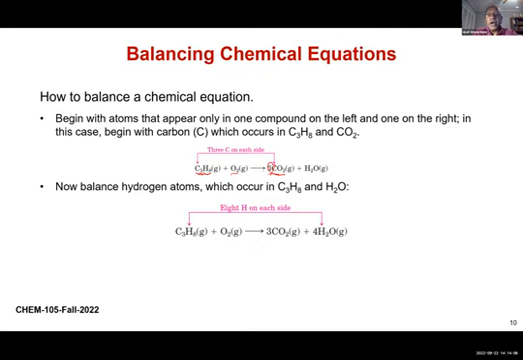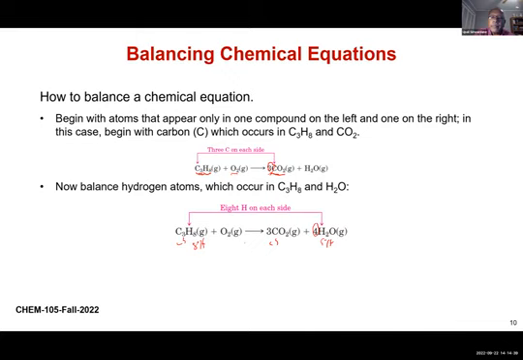Now you go to hydrogen. Hydrogen is 8 here. This is 2 here. You put a 4 here. Putting a 4 equals 4 times 2, so this is 8 hydrogens now. This is 8 hydrogen. It is balanced. So carbon is balanced. Carbon is 3. Now check the oxygen balance.